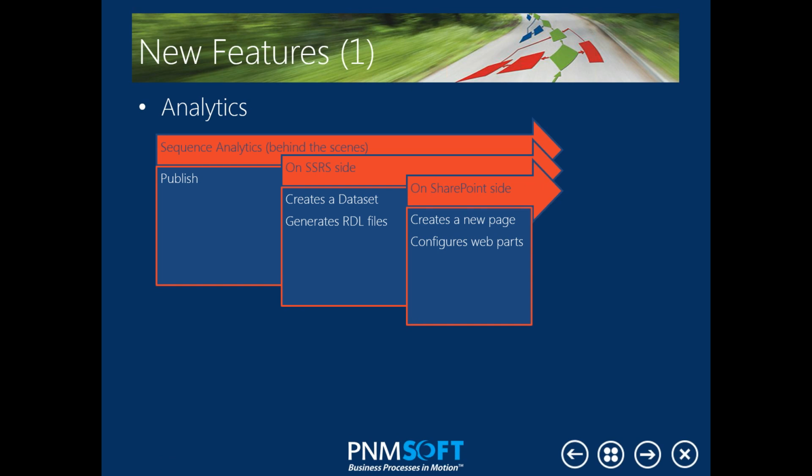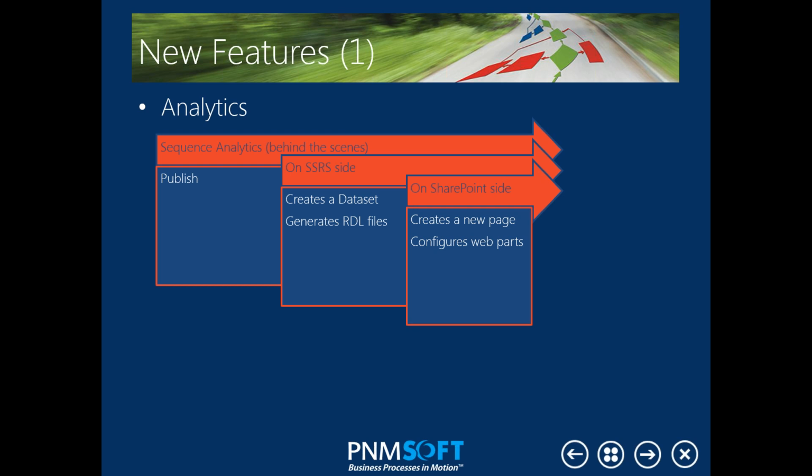So behind the scenes of the analytics system, once you click publish, a few things are happening. Actually more than quite a few. The analytics feature takes advantage of the well-known SSRS system, which is the Microsoft reporting system. It also takes advantage of SharePoint in a few ways. So on the SSRS side, Analytics creates a data set and generates RDL files. Okay, and all these files here are generated automatically by Sequence. So this is what defines all the data behind the charts.